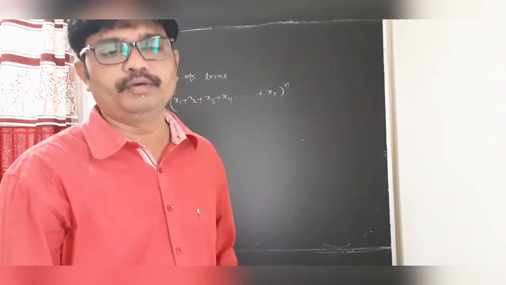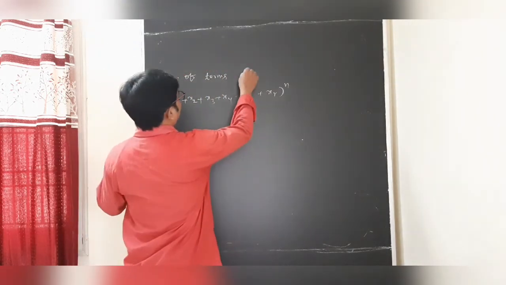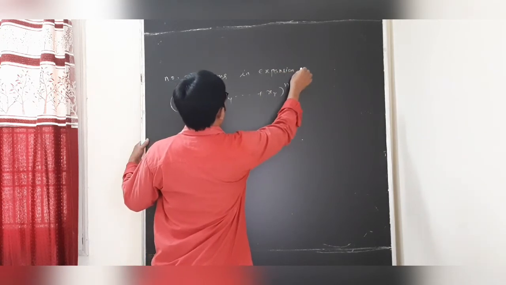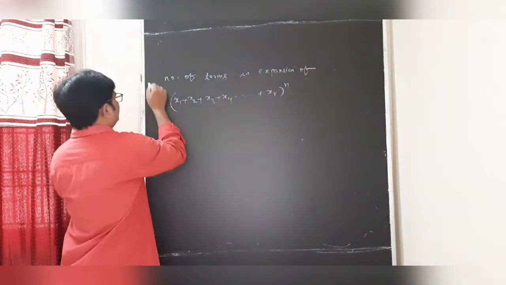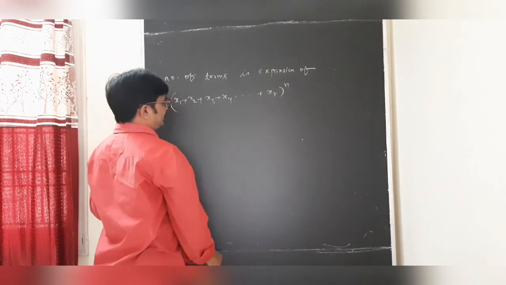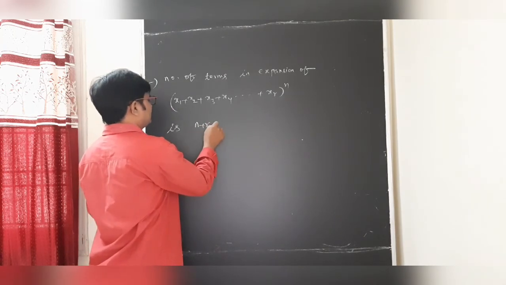This is from only the combination. In the combinations also, exclusively for the objective. Okay students, right now here the number of terms in the expansion of x1 plus x2 plus x3 plus x4 up to xr whole power n is of the form n plus r minus 1 C r minus 1.